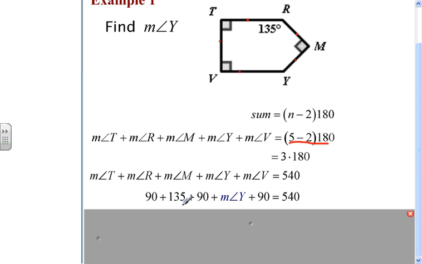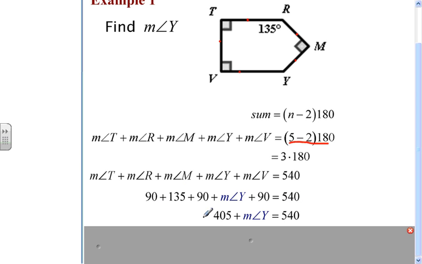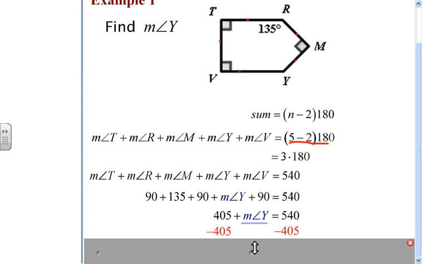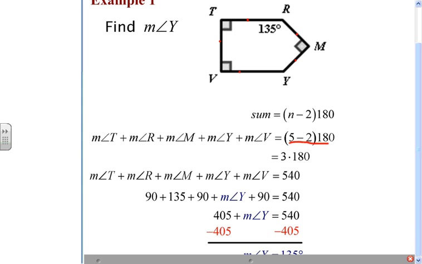90 plus 135 plus 90 plus 90 is equal to 405. So 405 plus the measure of angle y equals 540. Since I'm solving for the measure of y, I subtract 405 from both sides, and I'll end up with my result. The measure of angle y is equal to 135, which is interesting. It turns out to be the same as the measure of angle r.